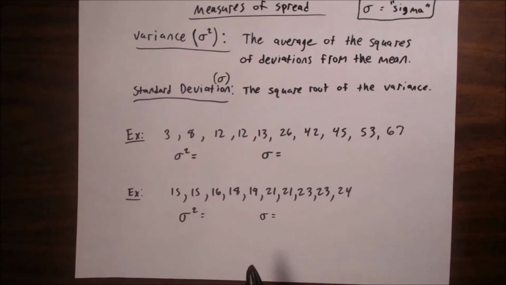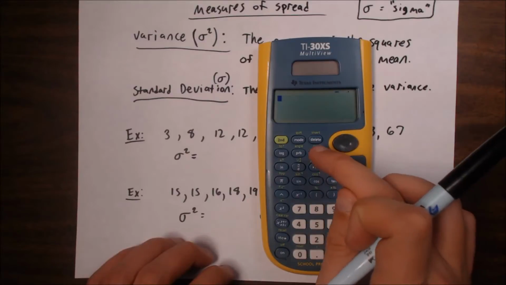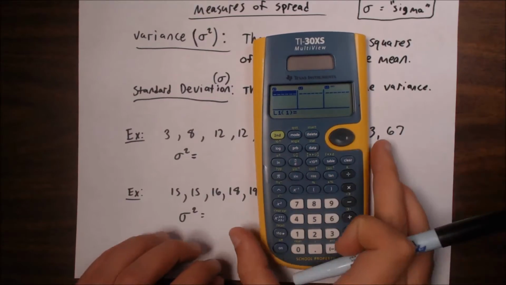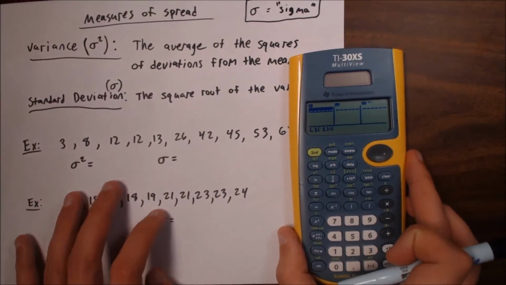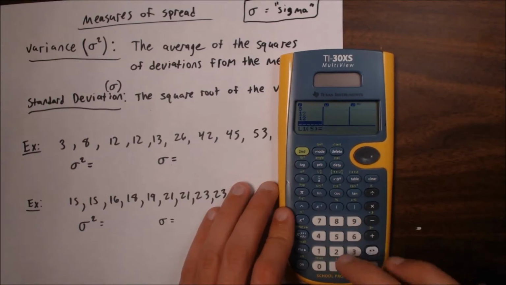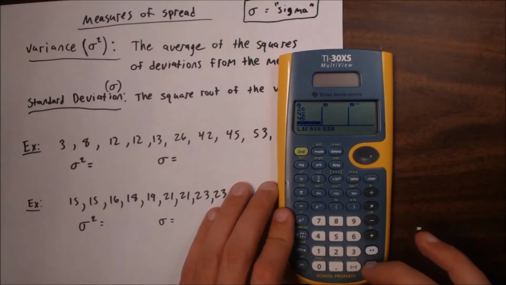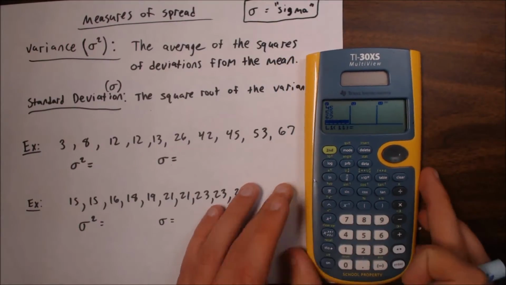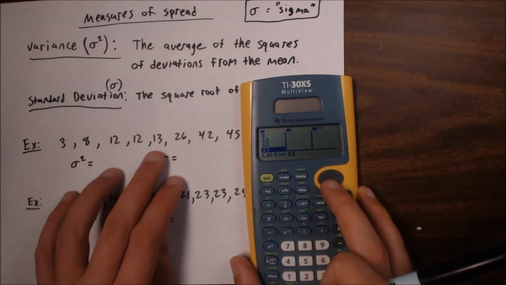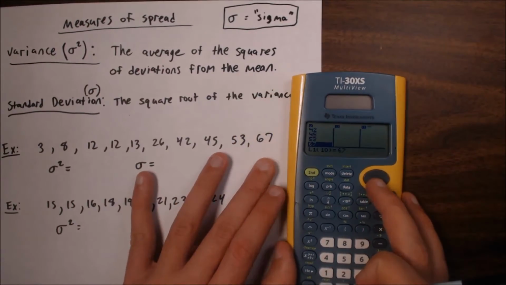I've got 10 numbers arranged here on this first example, and I'm going to put them in my calculator. Okay, and so I'm going to go to data, and I notice I've already got some data in there from a previous example, so I'm just going to delete it all out. And I'm going to type all of these numbers in the calculator. Okay, I'm going to go back through and make sure I got them all right. 3, 8, 12, 12, 13, 26, 42, 45, 53, 67.